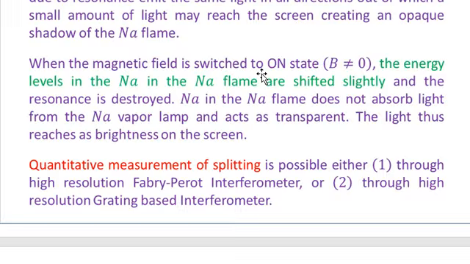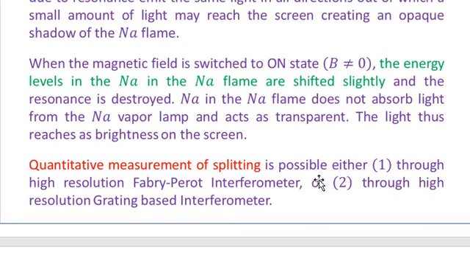When the magnetic field is switched to the on state, that is when the magnetic field is not equal to zero and has some finite value, the energy levels in the sodium flame are shifted slightly, and the resonance is destroyed. Sodium in the sodium flame does not absorb light from the sodium vapor lamp and acts as a transparent medium. The light thus reaches as brightness on the screen.